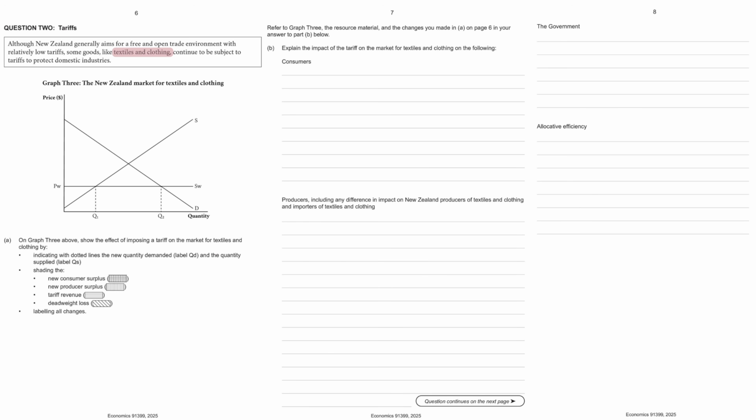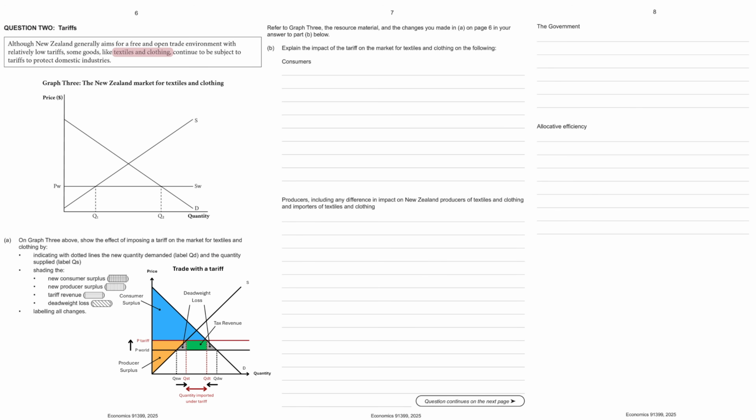Okay, so in this question, it's saying that there is a tariff getting placed on textiles and clothing in New Zealand. So the first question is, on graph 3 above, show the effect of imposing a tariff on the market for textiles and clothing by indicating with dotted lines the new quantity demanded, and we will label that with QD, and the quantity supplied, which we will label with QS. We then need to shade the new consumer surplus, new producer surplus, tariff revenue, and deadweight loss, and then make sure to label all changes.